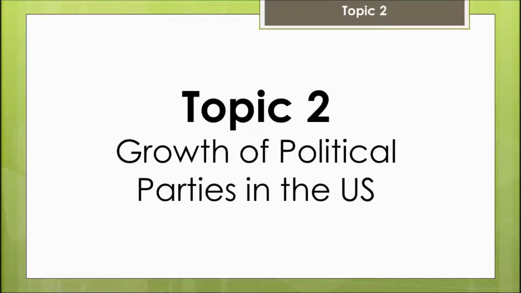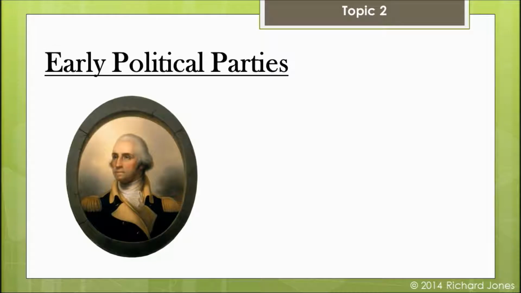Topic 2. In Topic 2, we're going to talk about the origin and the growth of political parties in the United States. In other words, where do they come from and how do they change? The first thing we should talk about is George Washington, our nation's first president. He is actually the only president who hasn't been a part of a political party during his time in office. And the reason why is George Washington didn't actually think political parties were a good idea.